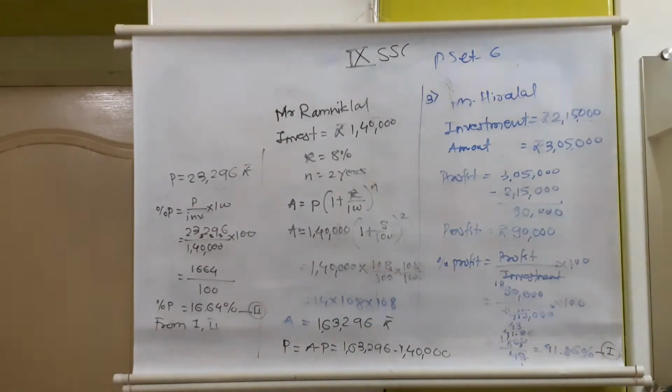So the percentage profit of Mr. Hiralal is more. Mr. Hiralal has more profit here. So from equation number 1 and 2 we can say 41.86% is more than 16.64%. Therefore, the first investment is more profitable as compared to the second investment. In short, Mr. Hiralal's investment is more profitable as compared to Mr. Ramnik Lal's. This is the solution for question number 3. I hope you understood it.